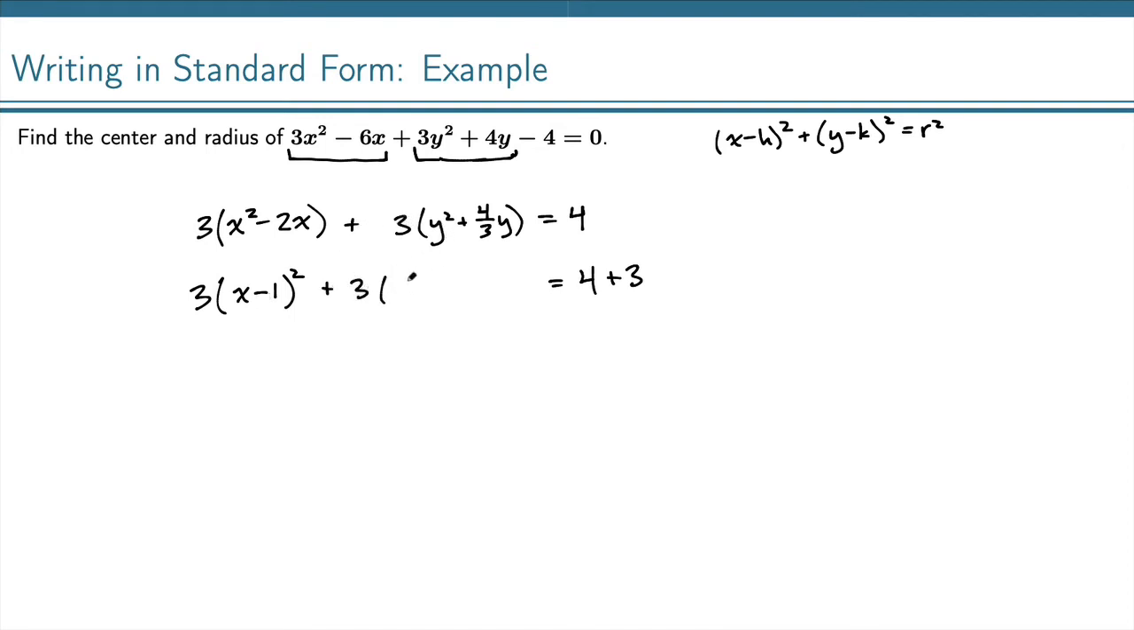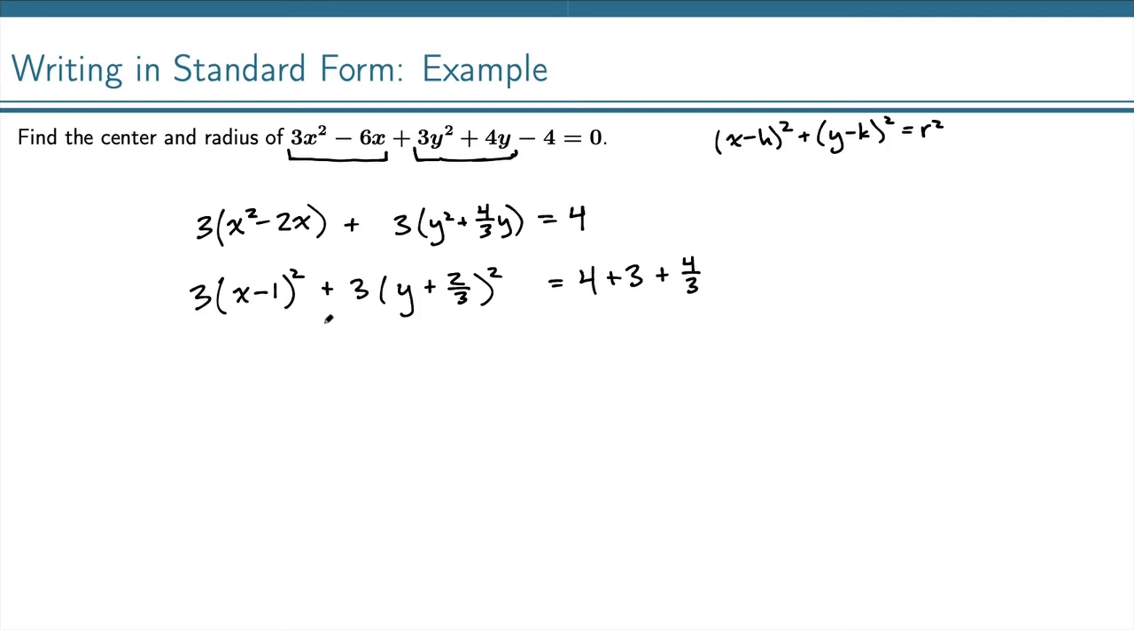And then here we have y plus half of this number, 4/3, is 2/3. So (2/3) squared. And then again, if I square that, that's 4 over 9 times 3, which is 4 over 3. And I'm going to go ahead and add that to the other side as well to balance that out. Normally when we complete the square, we would subtract those extra terms off over here, but we're going to need it on the other side anyway. So I've gone ahead and added that over.